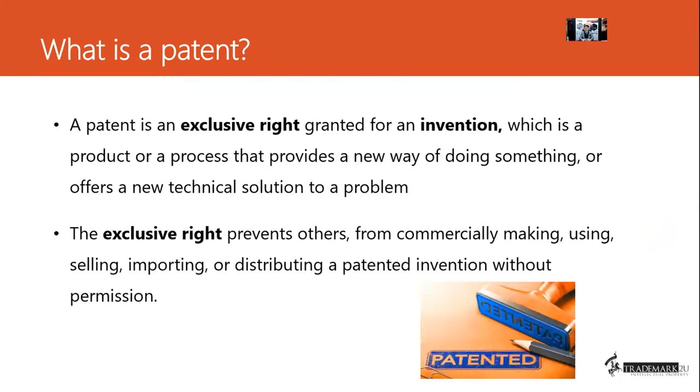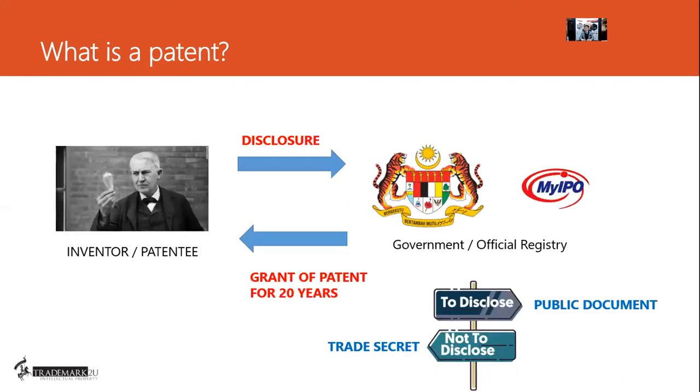So basically, what's a patent? A patent is an exclusive right granted to an invention, which can be a product or process or both, because it provides a new way of doing something or offers a new technical solution to a problem. It can prevent others from using, selling, importing, distributing your patented invention without your permission.